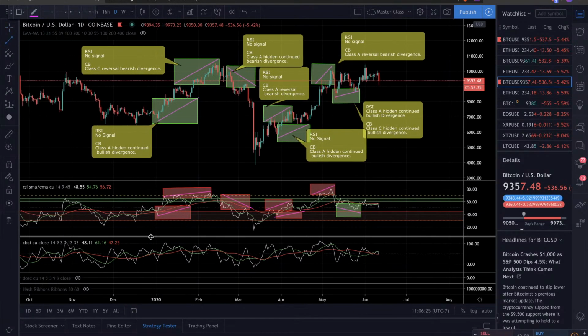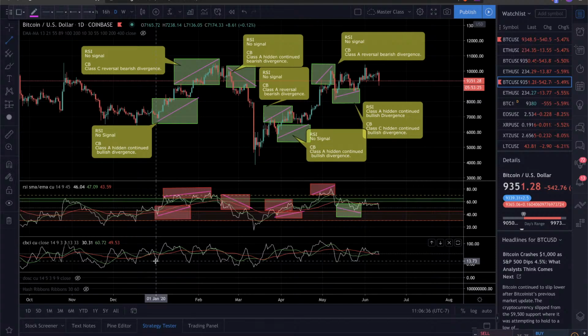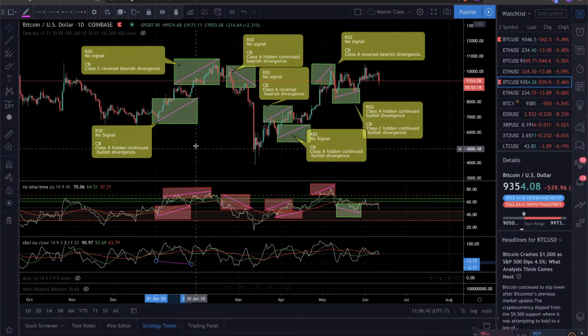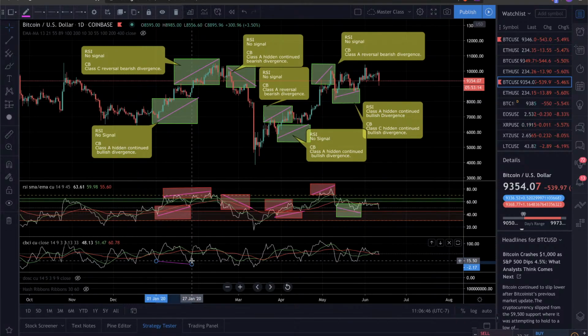So what I mean by that is we'll start from left to right. So we have the RSI was moving in the same direction as the price. But if you look at the CB index, we have this point here to this point where we had a Class A hidden continued bullish divergence, meaning that from this point, this was a pretty clear indication that we are going to have continued momentum to the upside.